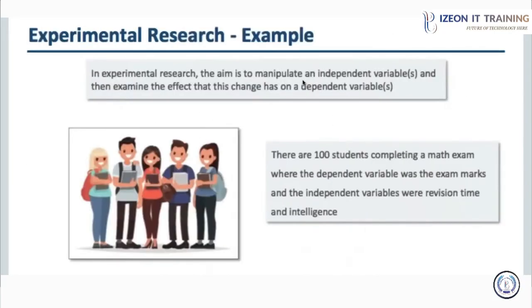Let's take a look at a simple experimental research example. In this experimental research, the aim is to manipulate an independent variable and then examine the effect that this change has on dependent variables.